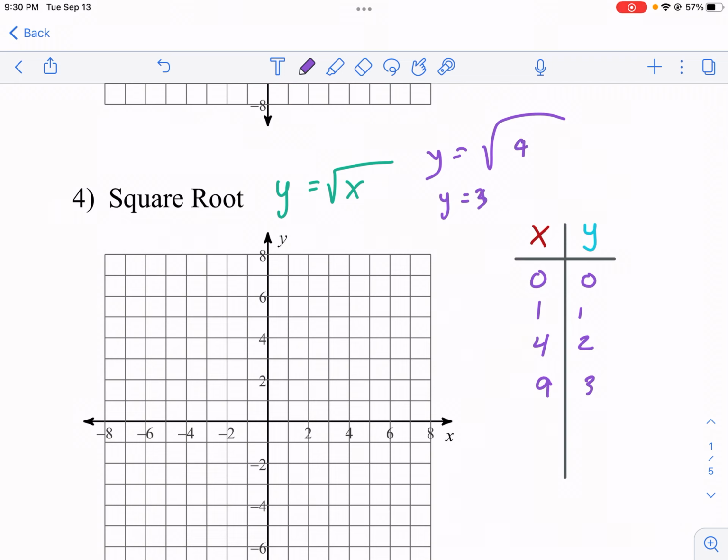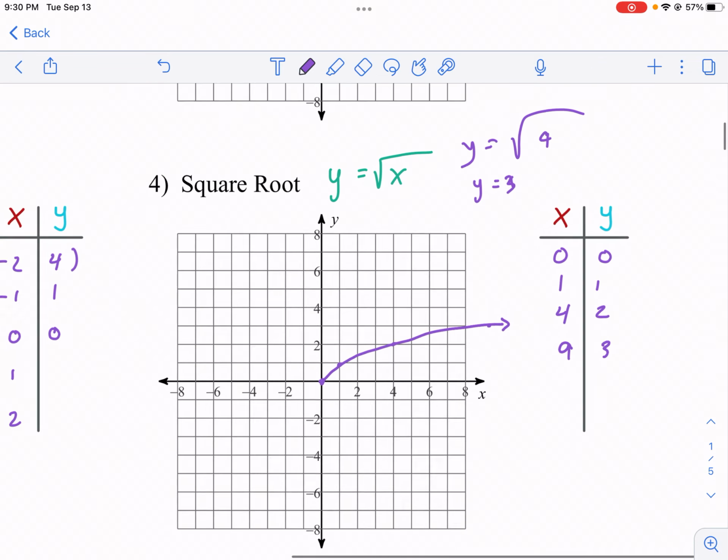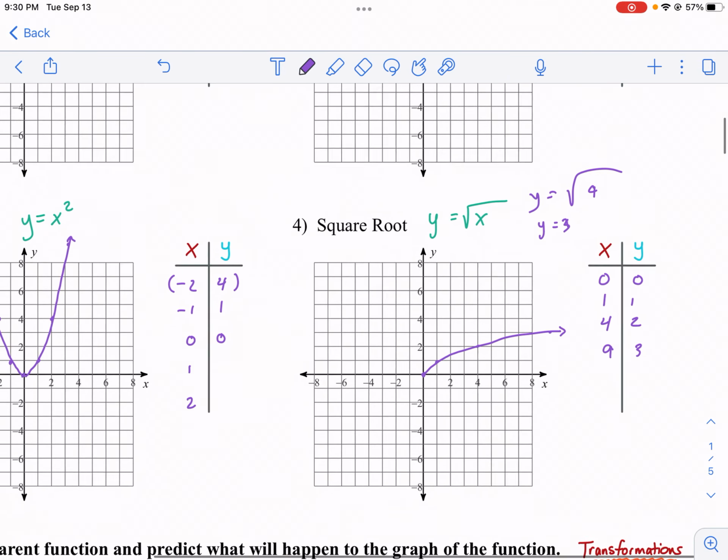So I'm going to plot these points. You've got 0, 0, 1, 1, 4, 2, and then 9, 3 is a little off the page, but it looks something like that. Okay, and that's my square root function. That's kind of like the weird guy.